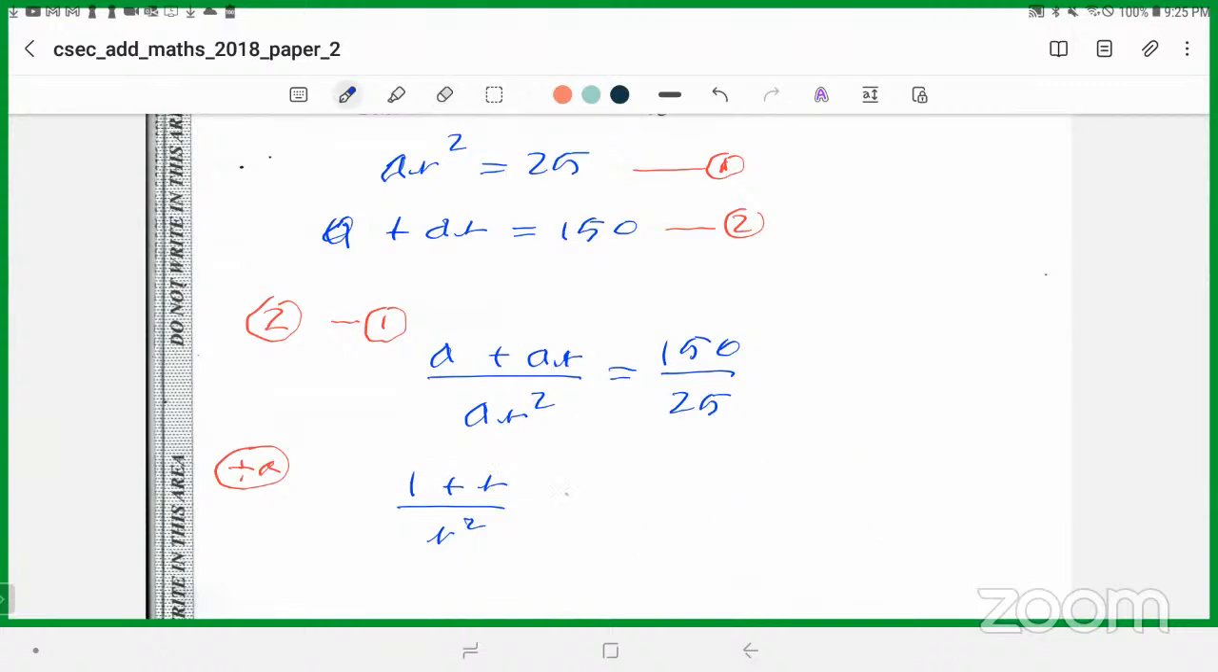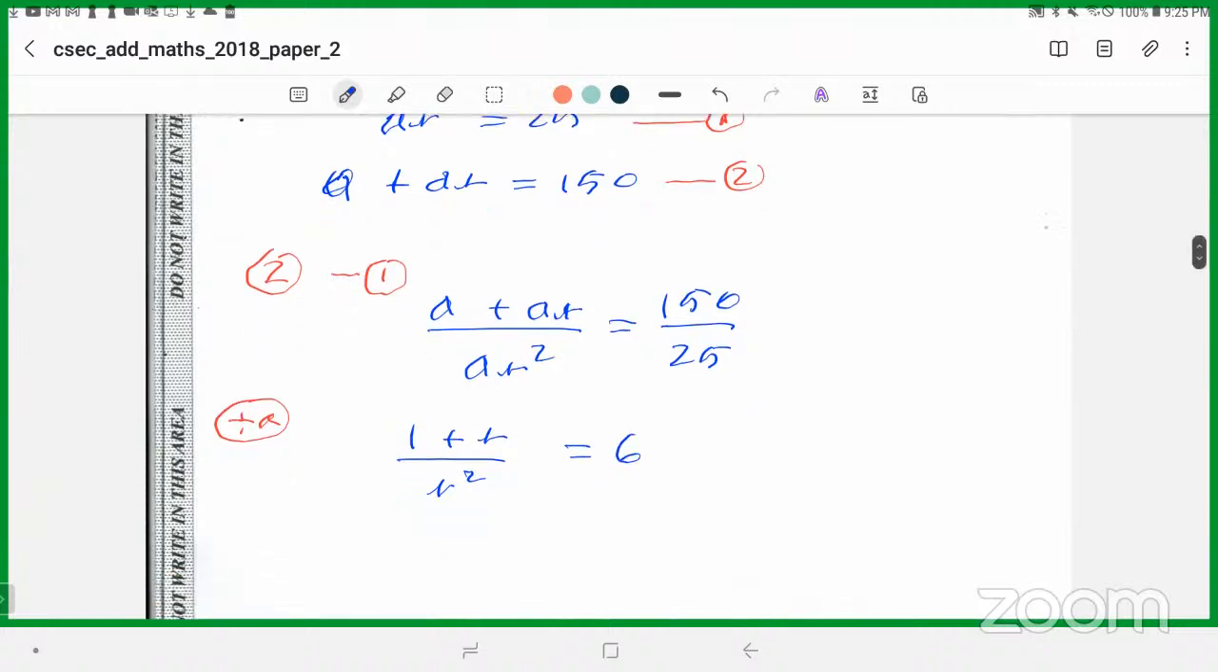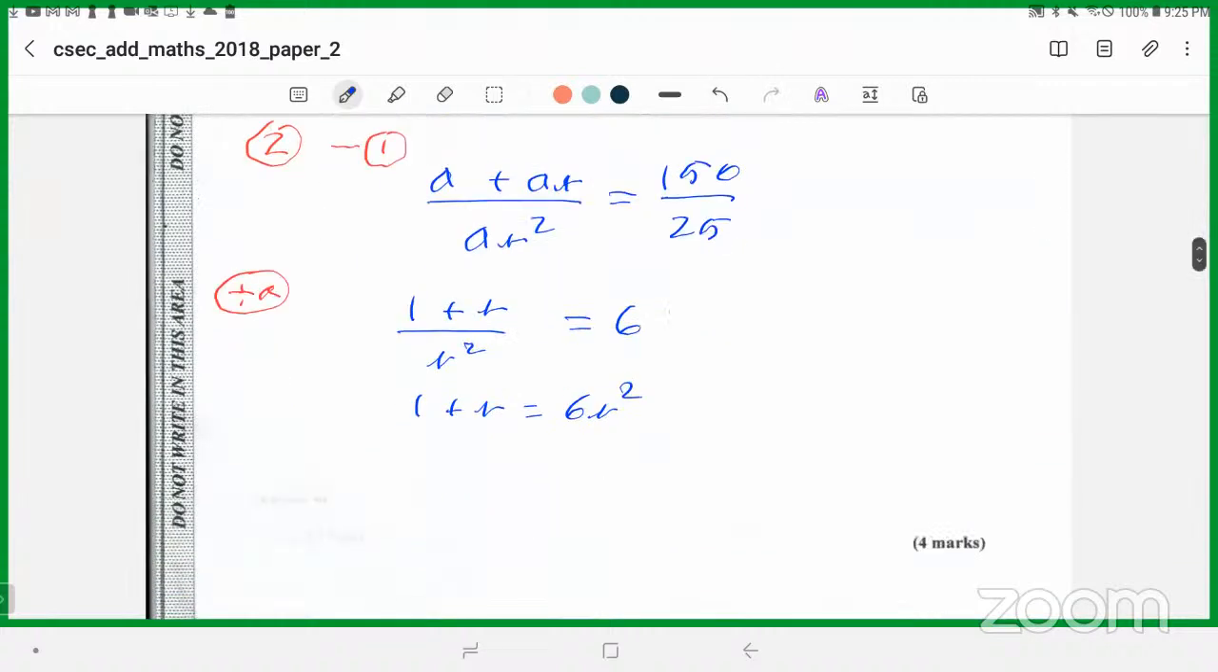And then now this is equal to 150 divided by 25. That's 6 times: 4 in 100 and 2 in 50. That's 6 times. And then we have a quadratic right here. We're going to multiply this R squared over here, and it becomes 1 plus R equals 6R squared. That's a quadratic equation. We just need to transpose these two over here and set it out in standard form, right?